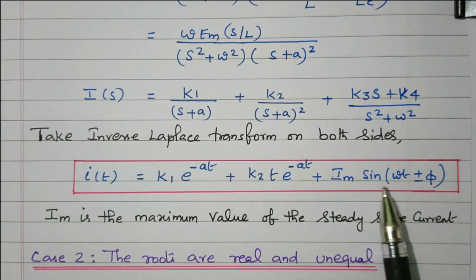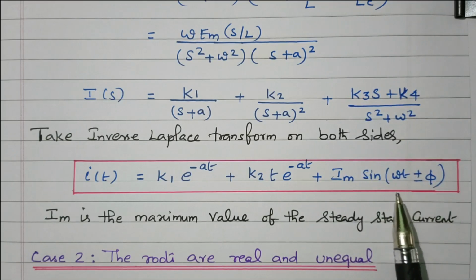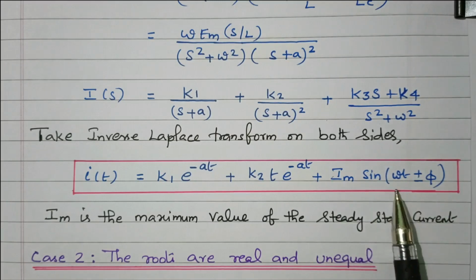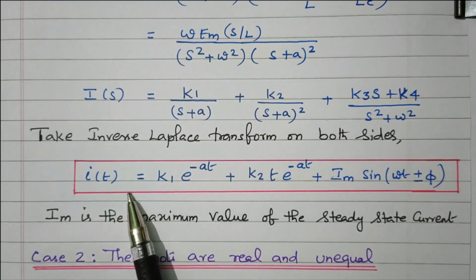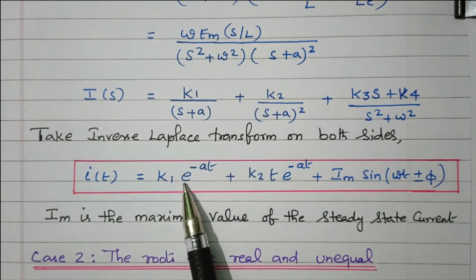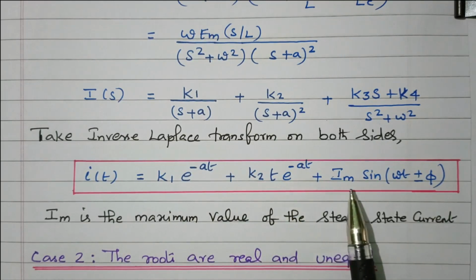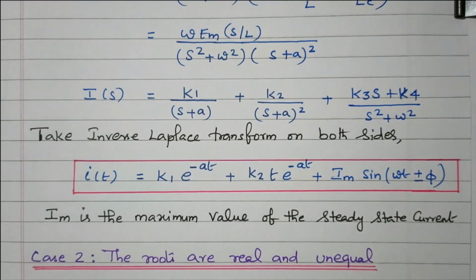Plus Im sin(omega t plus or minus phi). The expression for it is directly written; we are not going for any solution. For this, the inverse Laplace is Im sin(omega t plus or minus phi), where Im is the maximum value of the steady state current. So this is the expression for the transient current for the case where the roots are real and equal: K1 e power minus at plus K2 t e power minus at plus Im sin(omega t plus or minus phi). Im is the maximum value. Now we'll see the second case.